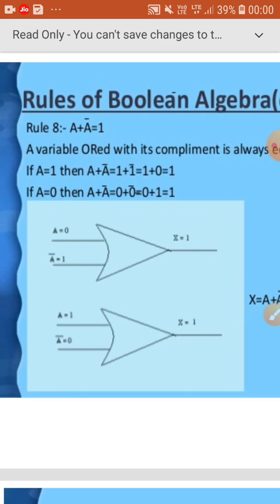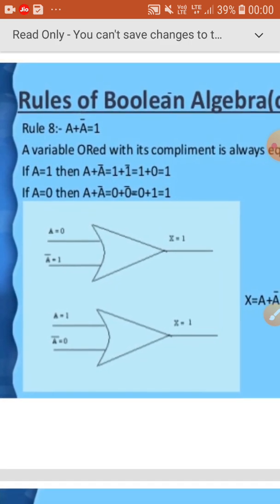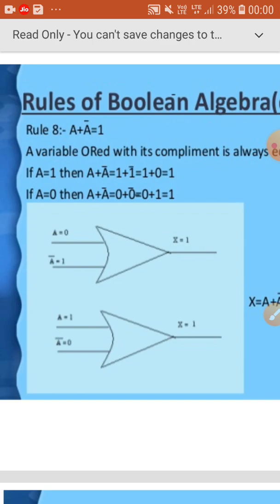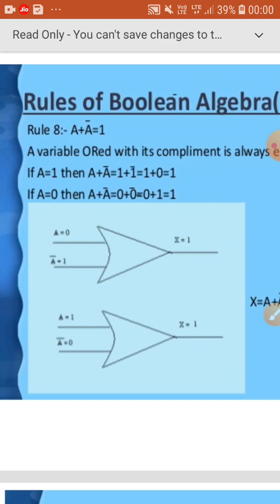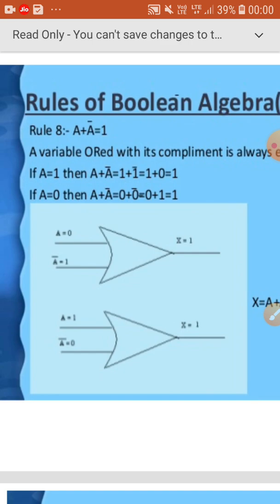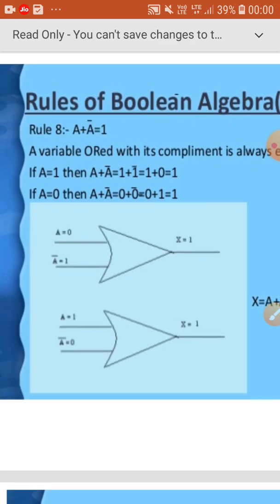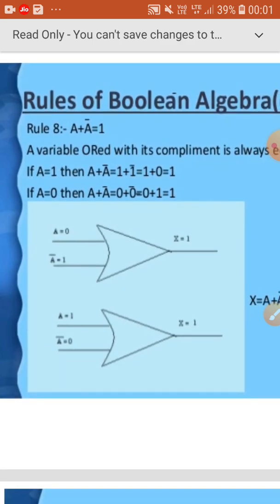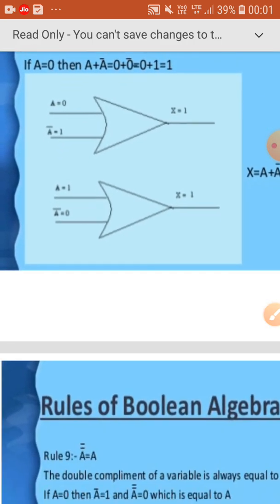So whatever the value of A, 0 or 1, you will get the output 1. The value of A is not reflected on the output. If you give 0, you will get 1. If you apply 1, you will get the output 1. So whatever the value of A, you will get the output 1. So A plus A bar is equal to 1. Plus means logical OR.